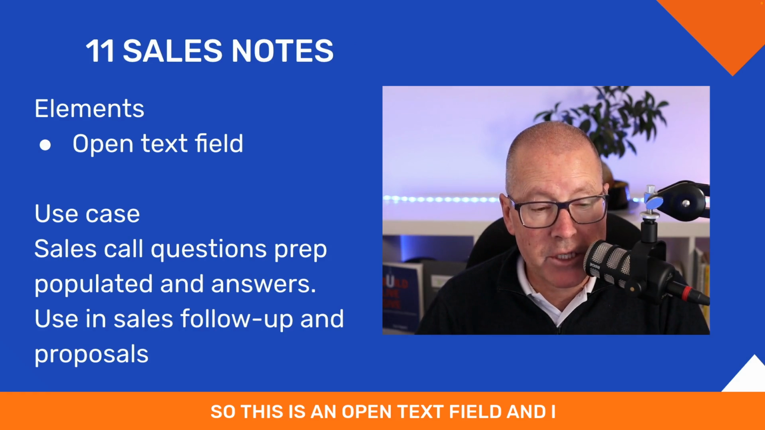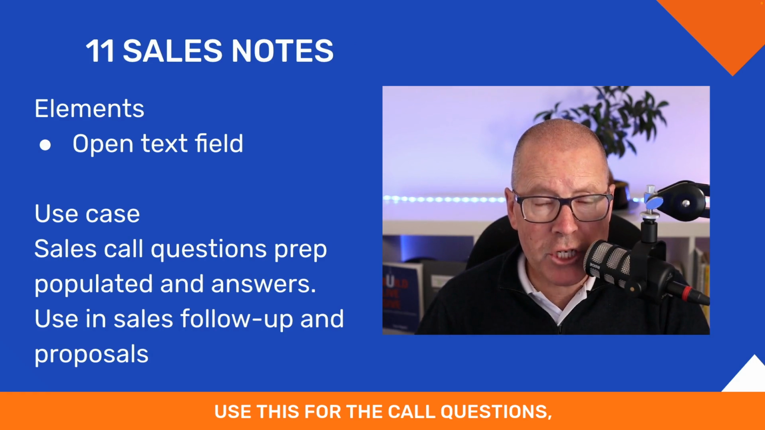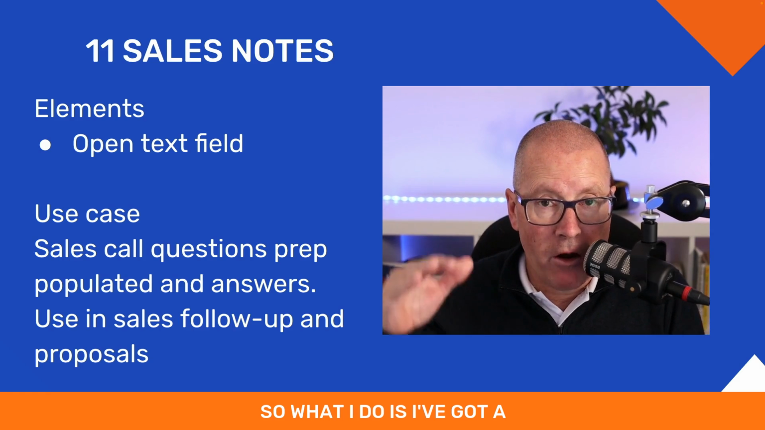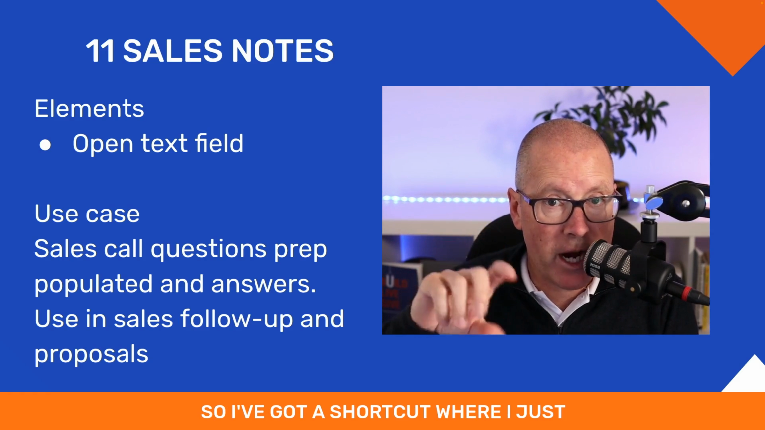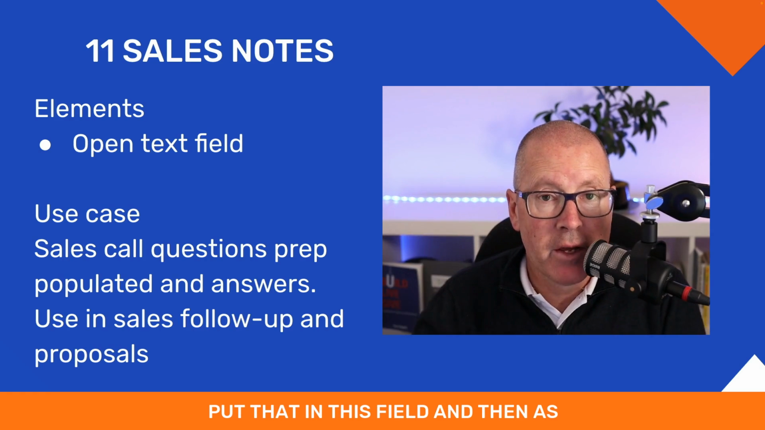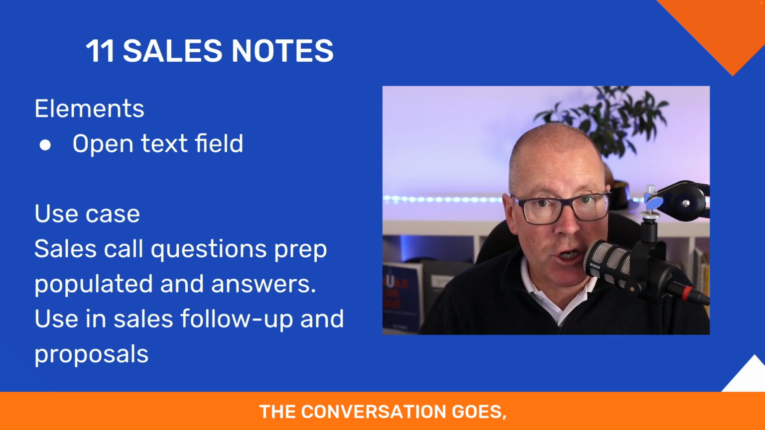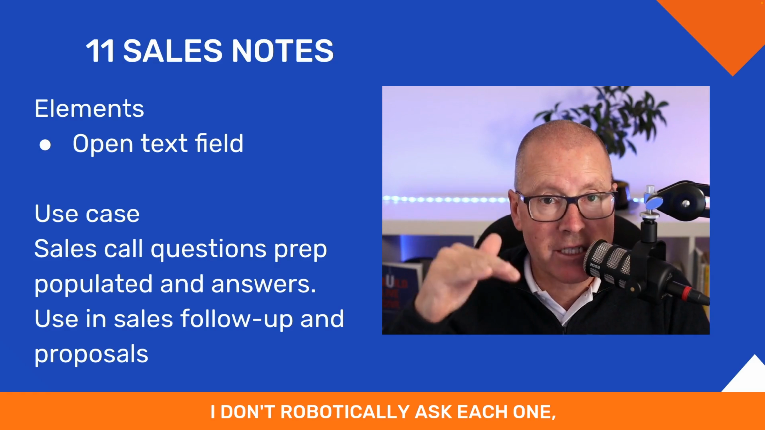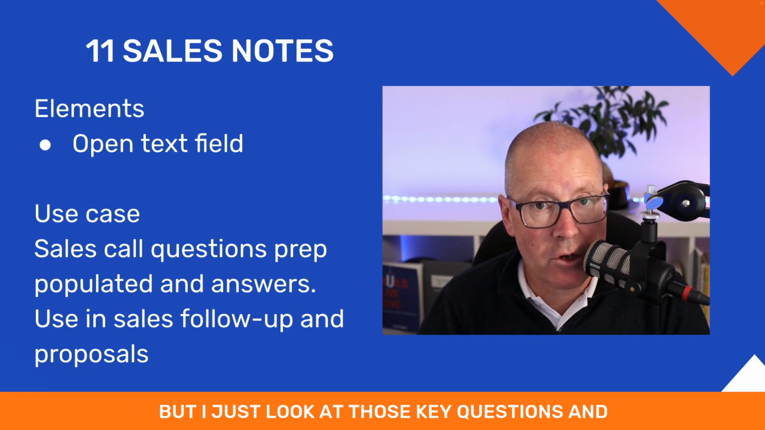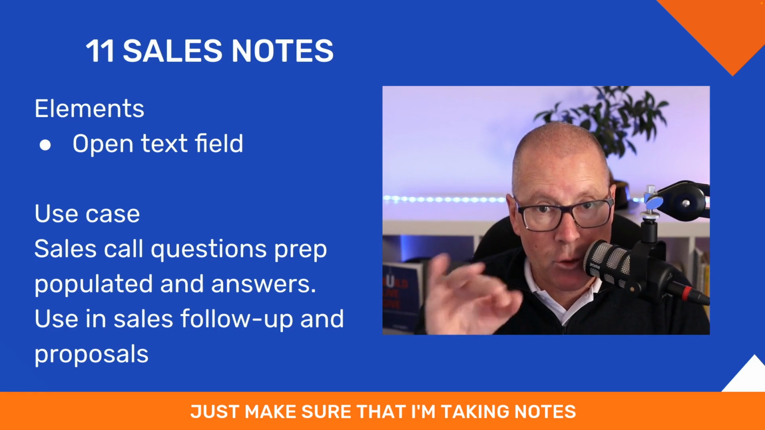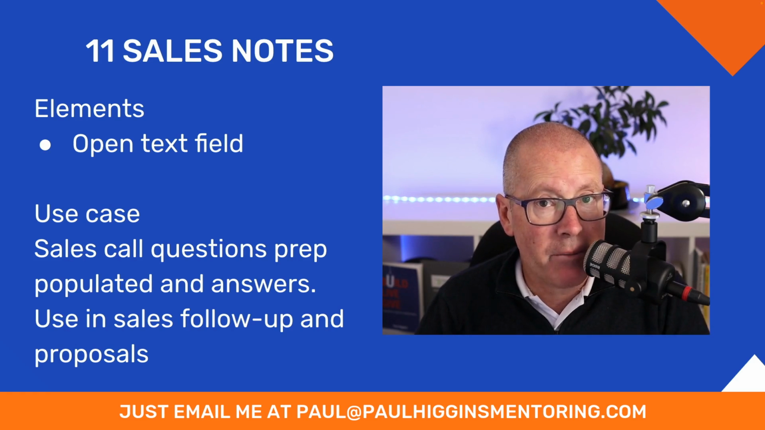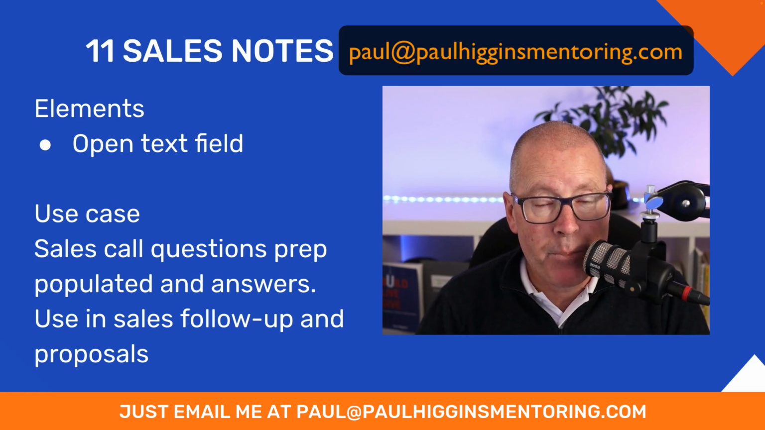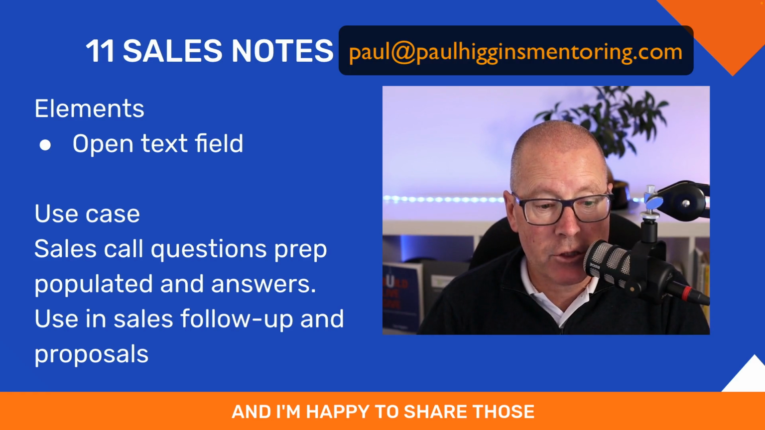Next is your sales notes. So this is an open text field, and I use this for the call questions, right? I've got a list of questions that I always ask, so I've got a shortcut where I just put that in this field. And then as the conversation goes, I don't robotically ask each one, but I look at those key questions and make sure that I'm taking notes as I go. And if you want to get that, just email me at paul@paulhigginsmentoring.com, and I'm happy to share those with you.